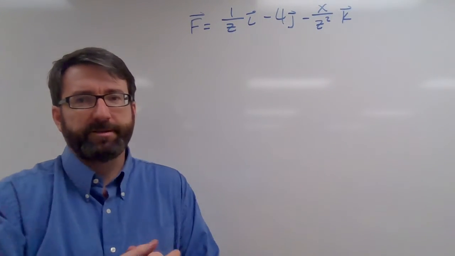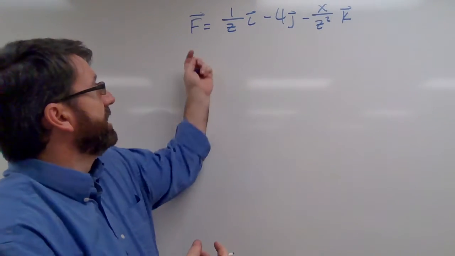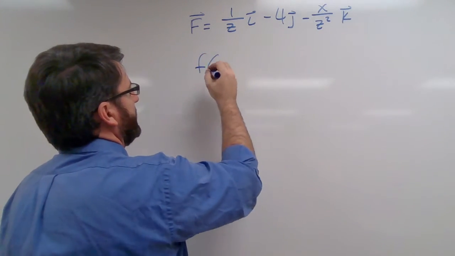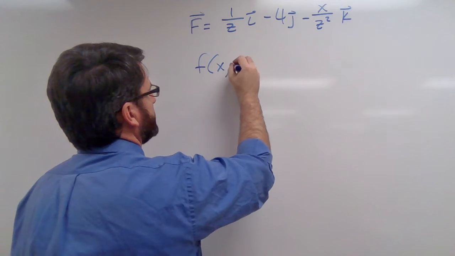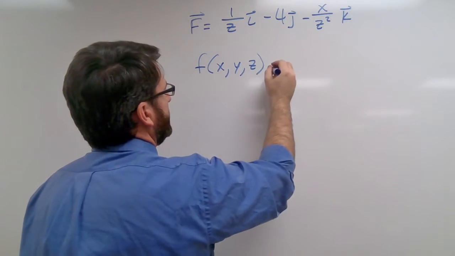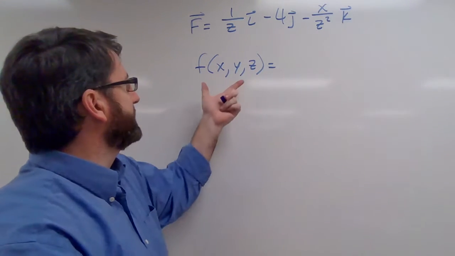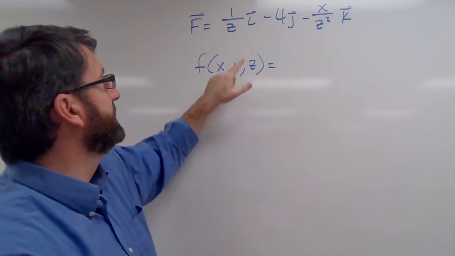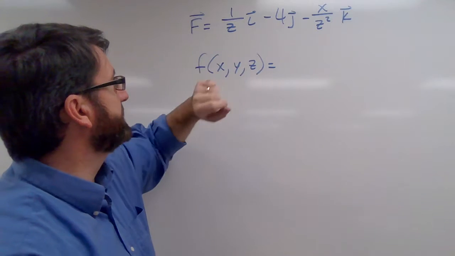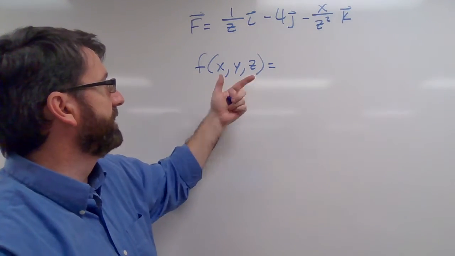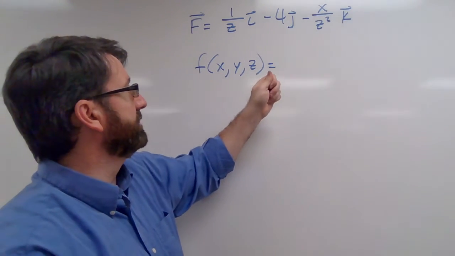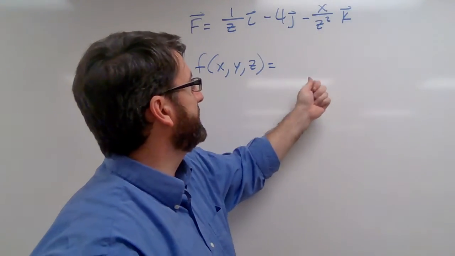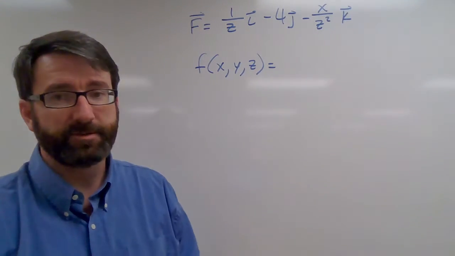All right, for this problem, we're asked to find a potential function for this field. So we need to find a function f of x, y, z such that the partial derivative of this function with respect to x is going to be 1 over z. The partial derivative of the function with respect to y is going to be -4. And the partial derivative with respect to z is going to be -x over z squared.